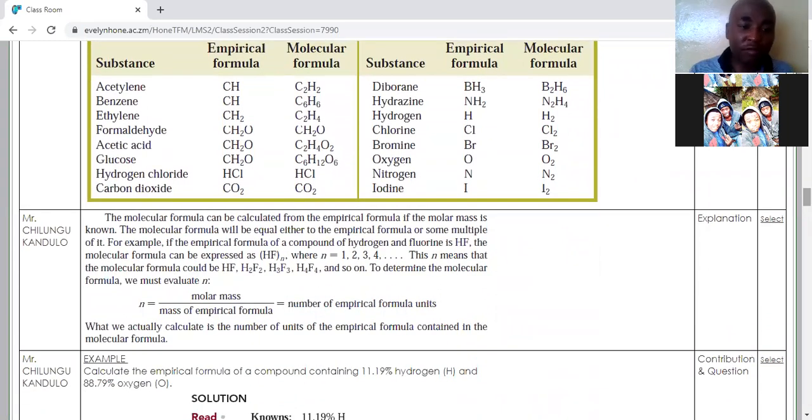So this is how I was saying you should find the factor n, which multiplies everything. For the factor n, you write it in this form: brackets, empirical formula, close brackets, n. This n, how do you get it? It's the molar mass of the compound over the mass of the empirical formula. So this is the scenario there.